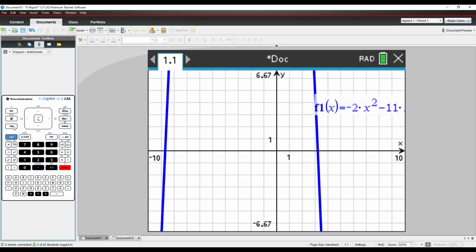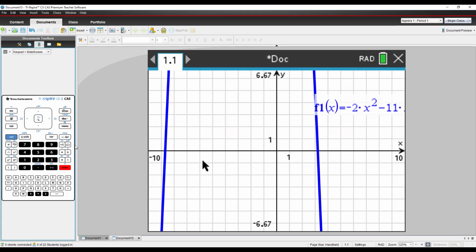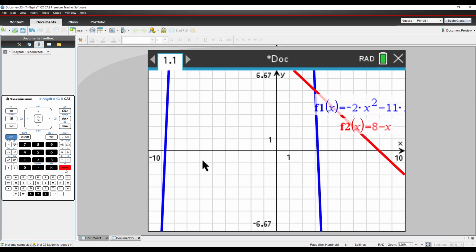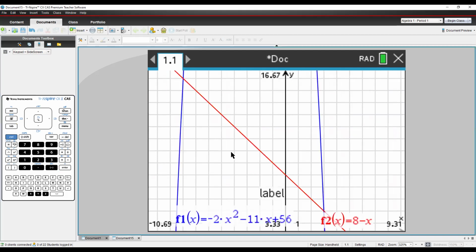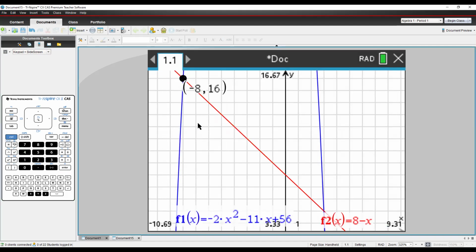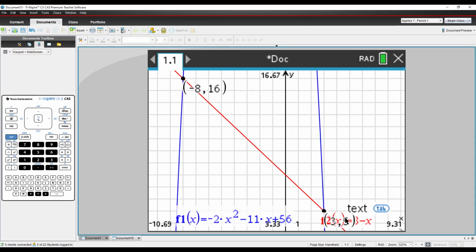And then what we're going to do is graph this. If we subtract x from both sides, it'll be y equals 8 minus x. So that's what I'm going to graph. My second one is going to be 8 minus x, which is right there. Now I'm going to bring the graph paper down so you can see the intersections. Then I'm just going to do menu 64. For this one, there is one answer, negative 8, 16, and then I'm going to do menu 64 again and get the other answer over here. That is 3, 5. So those are my two answers.